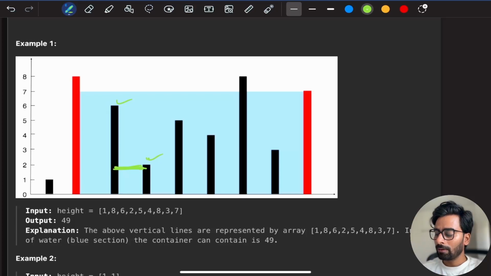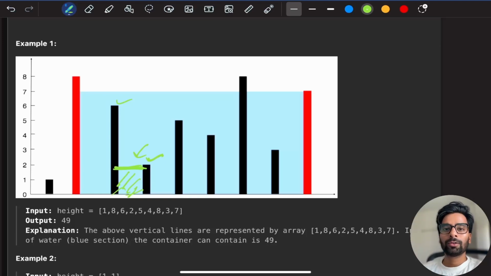So the vertical line which has the lesser height between the pair will decide the height of the container, right? So I can't put more water beyond this minimum height. This is going to be my area. And now we need to maximize it. So to see how we can maximize it, we need to calculate the area of each of the containers, and then we can say what maximum area we can get, right?